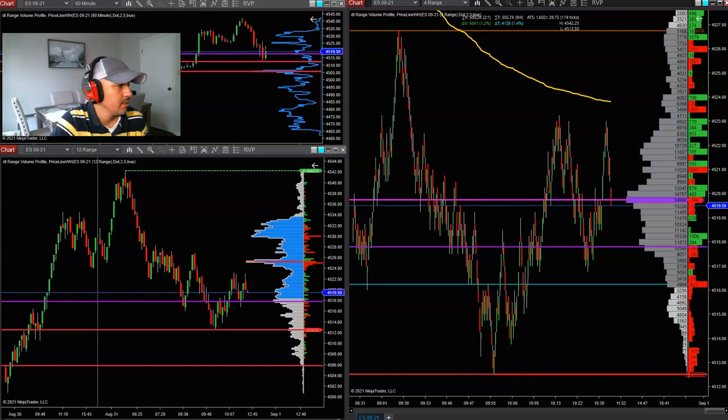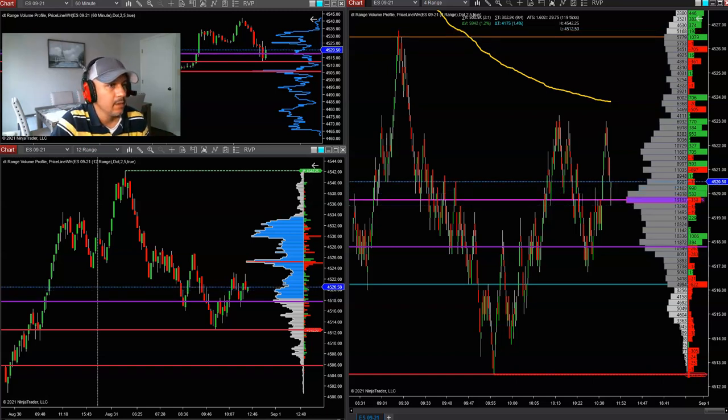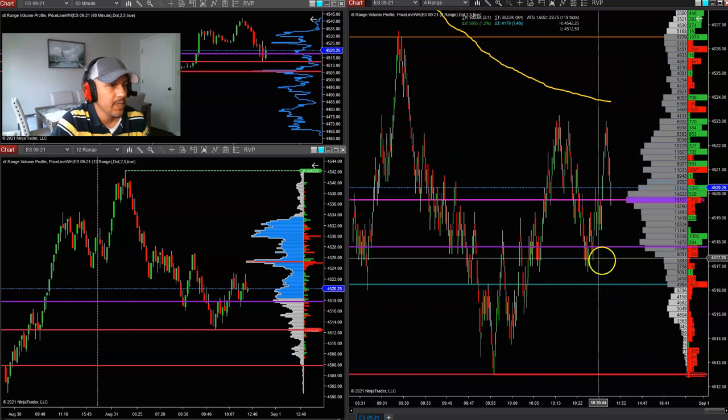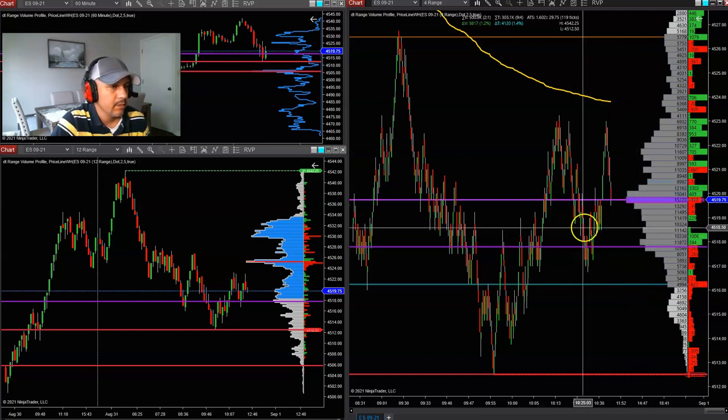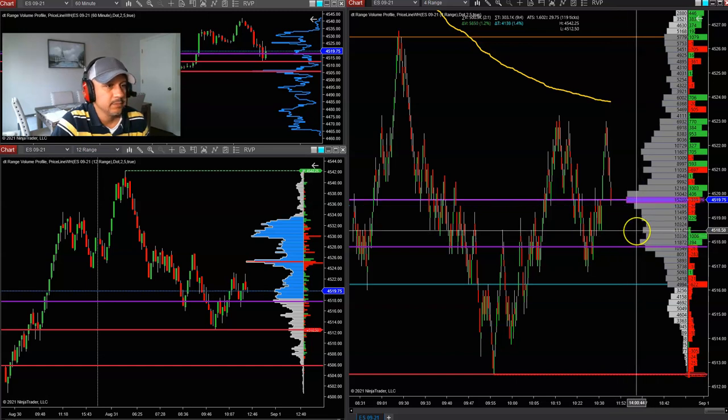That was a short. Yeah, price is going to bounce right around this area where this level's at.